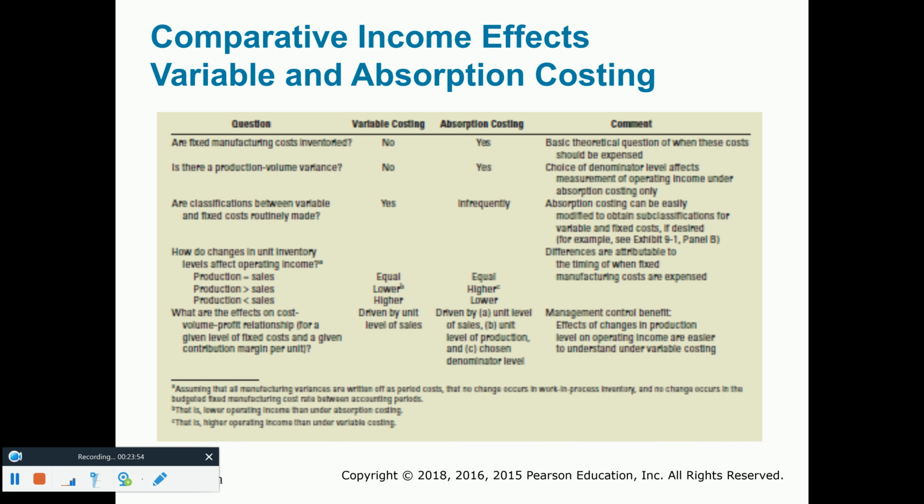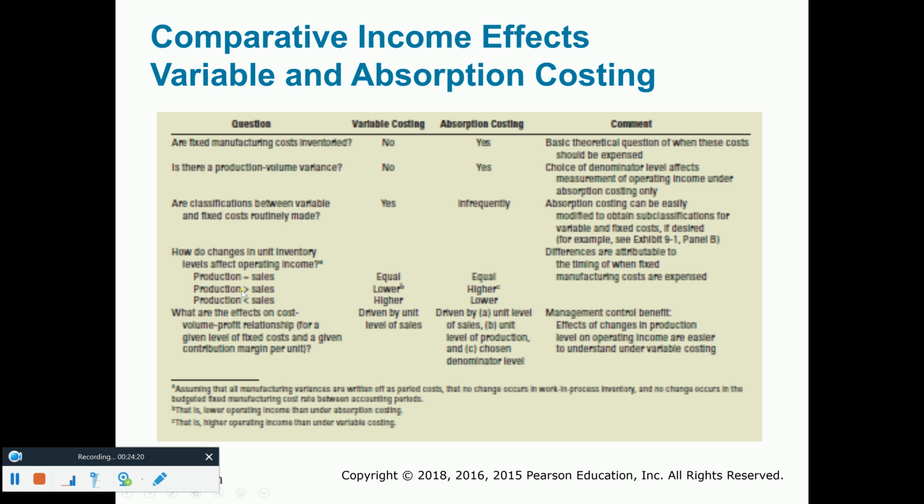This is the slide that kind of puts it together. Since we're on the subject, let's just stay down here for a second. You can see I'm circling it. How do changes in inventory levels affect operating income? When production equals sales, meaning when we sell the same amount of units that we produce, the variable costing net income and the absorption costing net income are going to be the same.